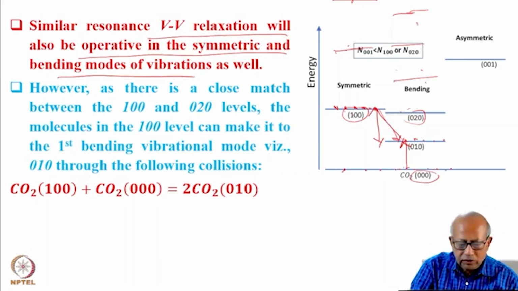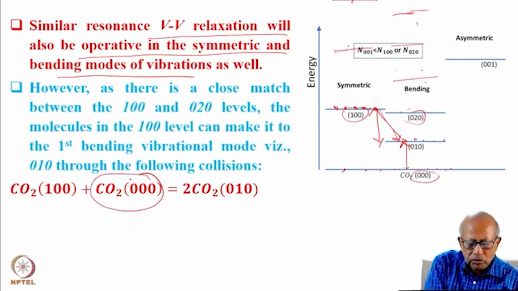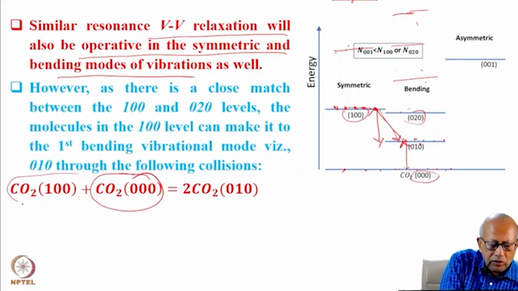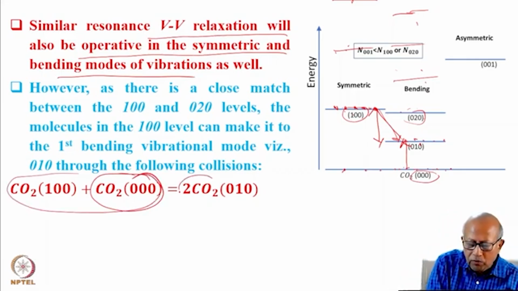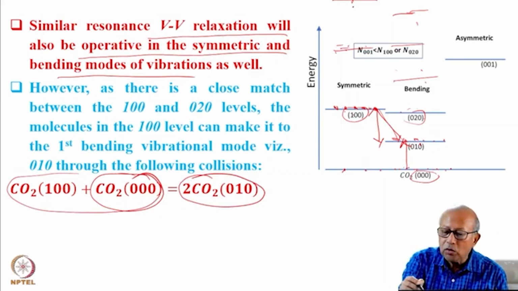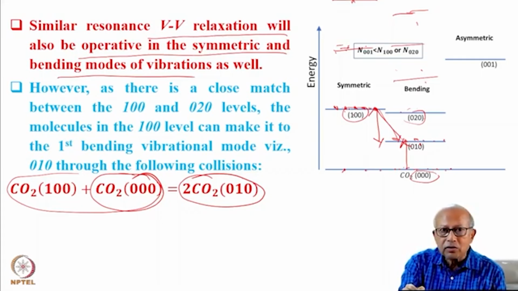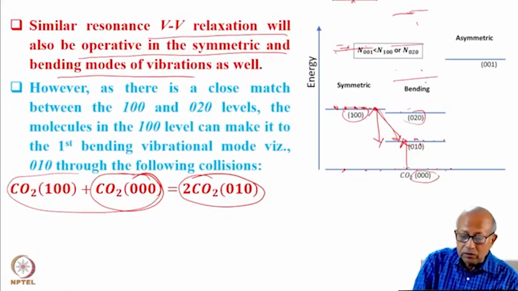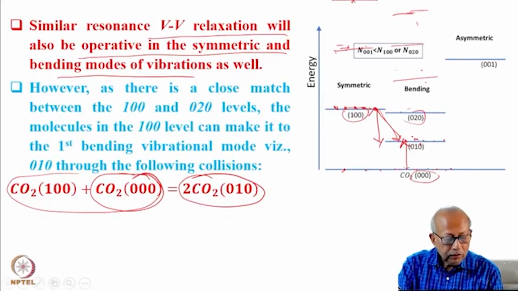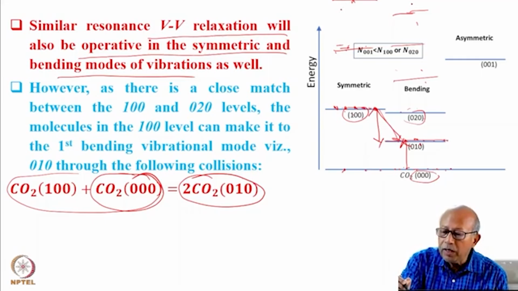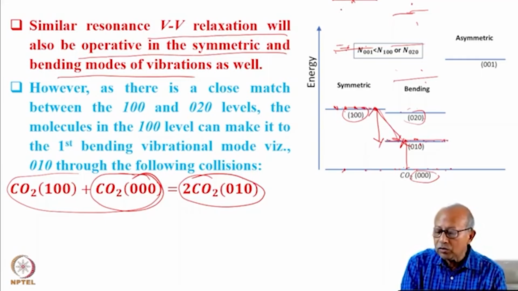So this essentially means that if this molecule comes here, this much energy is released and this much energy will be absorbed by this CO2 molecule at the ground state and it will go up to this state. So this collision will result in creation of two carbon dioxide molecules in 010 state, like this. So the symmetric stretch mode will also eventually relax through a resonant transfer process to this level. So both symmetric and bending mode will eventually relax to this point.